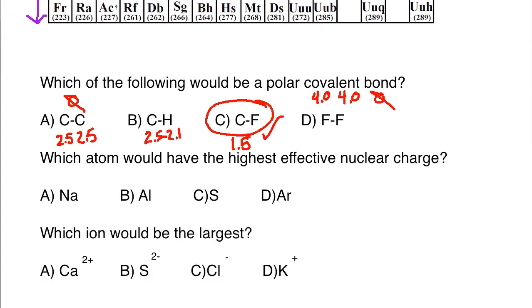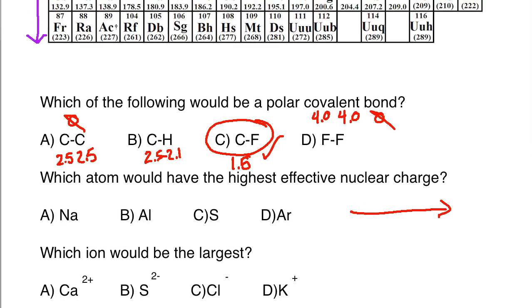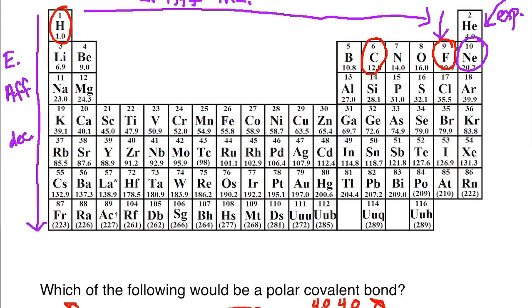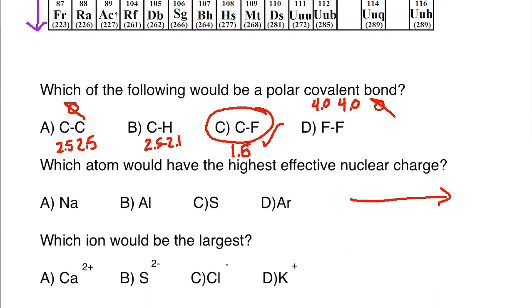Which atom would have the highest effective nuclear charge? Well, we know that effective nuclear charge increases as we go across the periodic table. So let's take a look at these groupings here: sodium, aluminum, sulfur, and argon. If it's all in this row, effective nuclear charge is increasing as we go across. That means as we get towards the end with argon, that's going to be the highest of the bunch. So the correct answer here is D. Argon is going to have the highest effective nuclear charge.